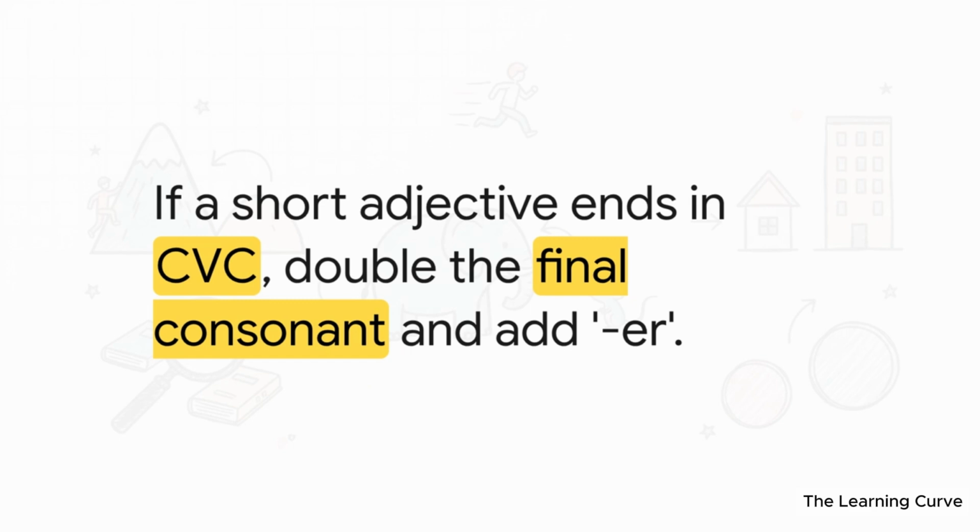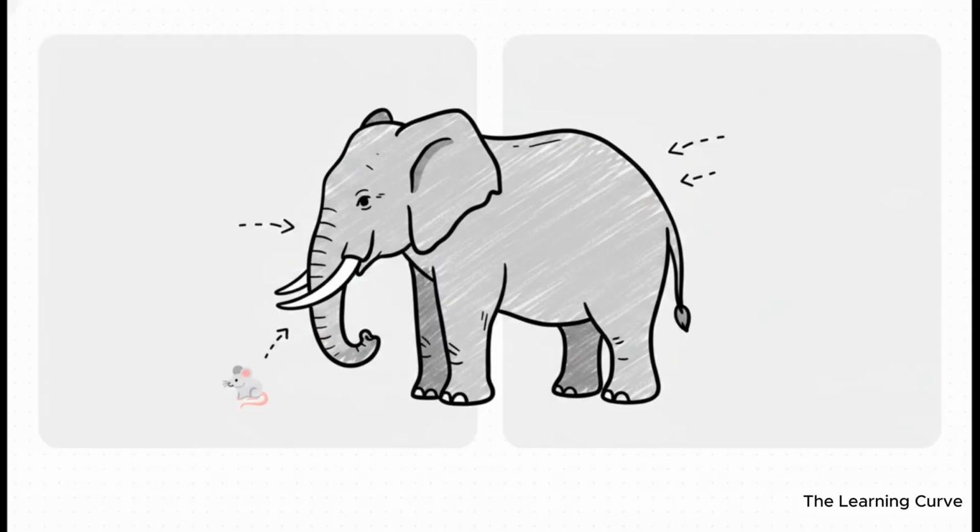If your short, one-syllable word ends in a consonant, then a vowel, and then another consonant, a CVC pattern, you have to double that very last consonant letter before you add your ER ending. Let's see this CVC rule in action.